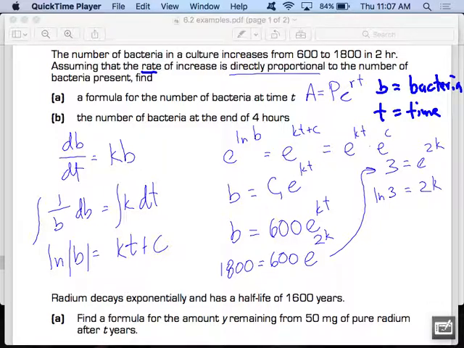Is that a big enough jump, or is everybody okay with that? You all know that the natural log of e to the whatever is, okay, good. Divide by 2, k is equal to the natural log of 3 over 2. All right, get out your calculators, I need some help here.